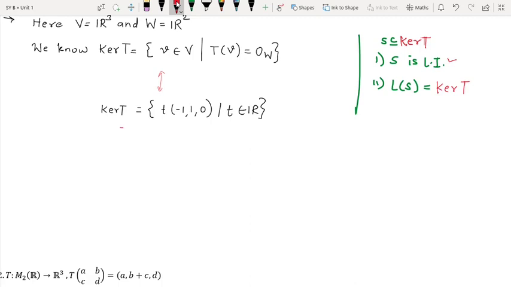Now if you observe it properly, we already got this, right? Because if our S is equal to something like this, say v1, then what is the linear span of S?